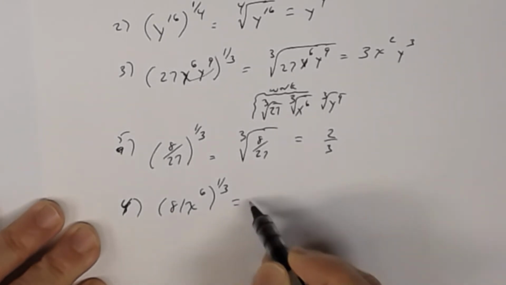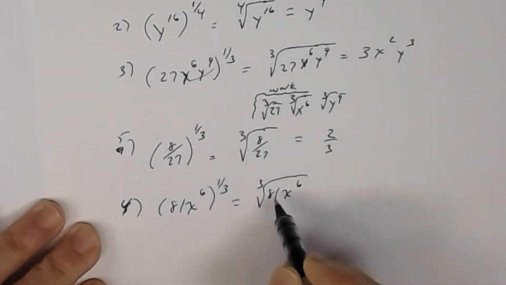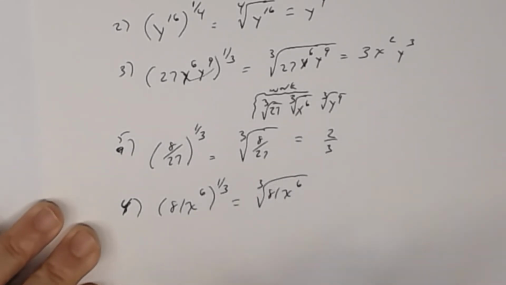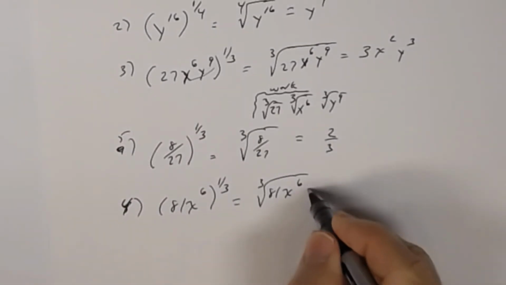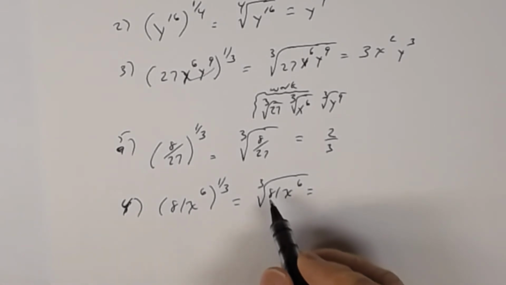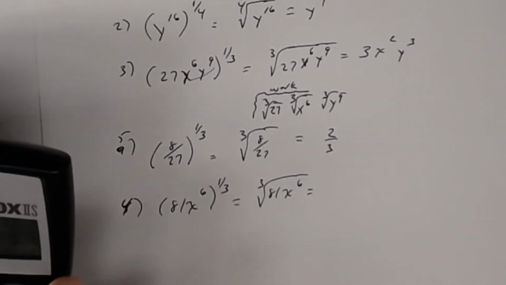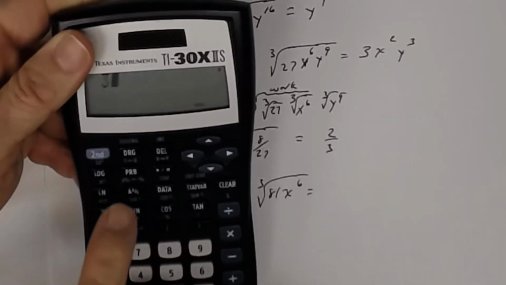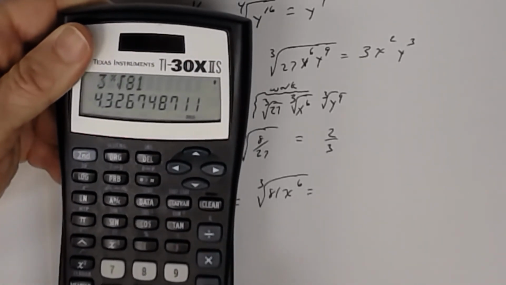So that's going to be the cube root of 81 x to the 6. Okay. So there's your radical notation. So that would go here in this blank here, and then your simplification, your answer, the cube root of 81. What times itself 3 times is 81? Well, if you don't remember, just use your calculator. So do cube root 81. Press equal.